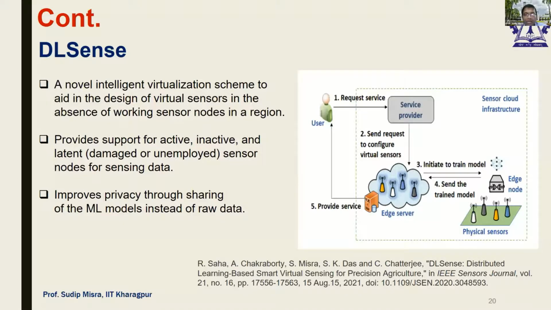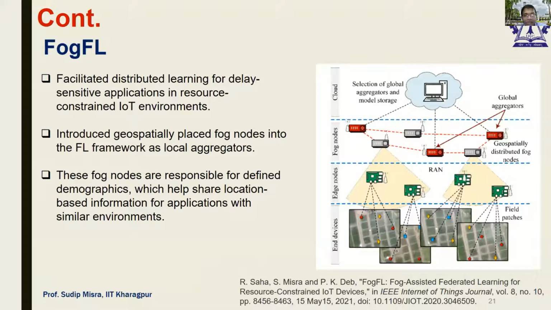So that's one of these. The second thing was about federated learning. We applied federated learning on fog implementation, so fog assisted federated learning. This particular work was published in the IEEE IoT journal, again very recently. Here we are talking about distributed learning for delay sensitive applications in resource constrained IoT environments. As you can see, this is the whole architecture. At the very bottom layer you have the end devices, then comes the edge nodes, then the fog nodes, and then the cloud. These are the 4 different layers of the FogFL architecture.